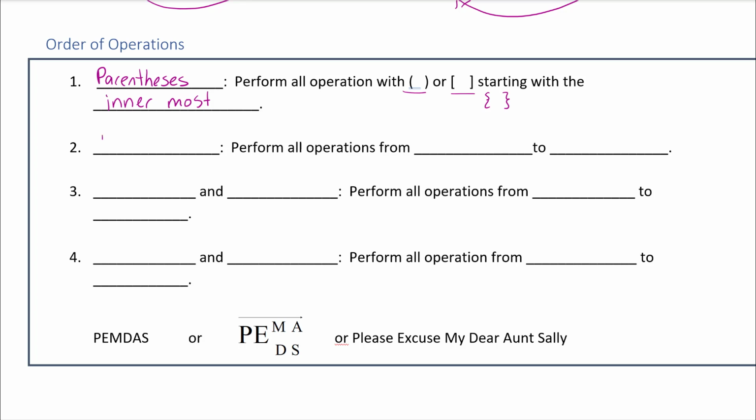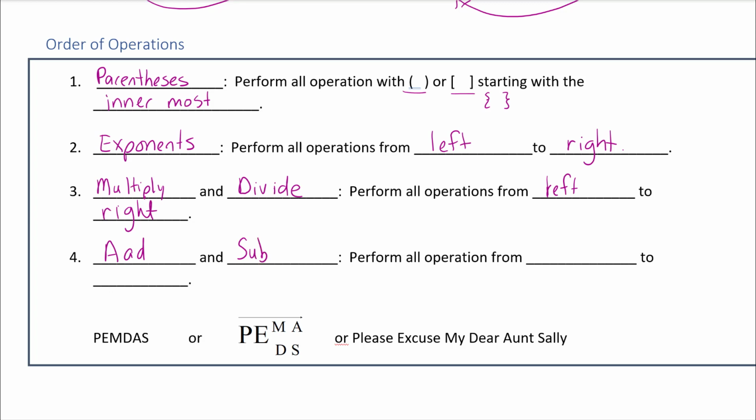Step 2 is exponents. Perform all operations from left to right with any exponents. Then you go back to the beginning and do all of the multiply and divide, again from left to right. And the last step is do any add or subtract. Again, you perform all your operations from left to right.